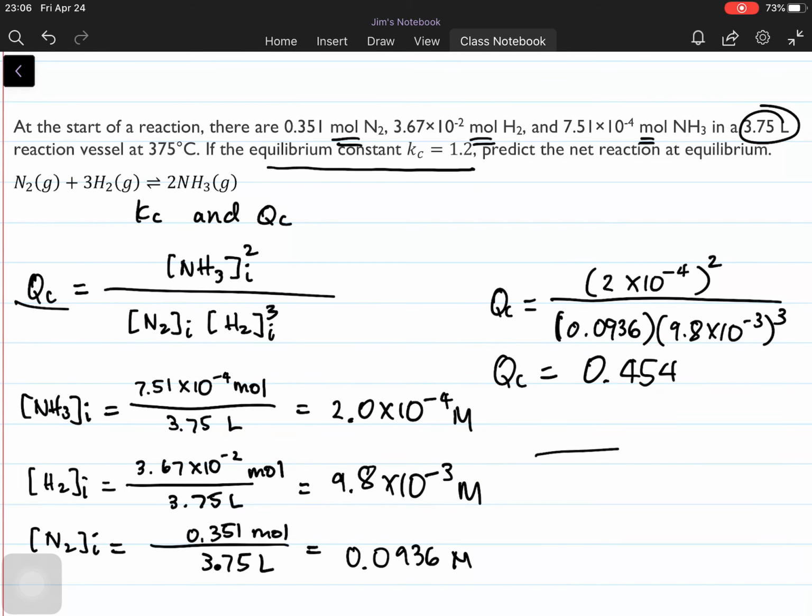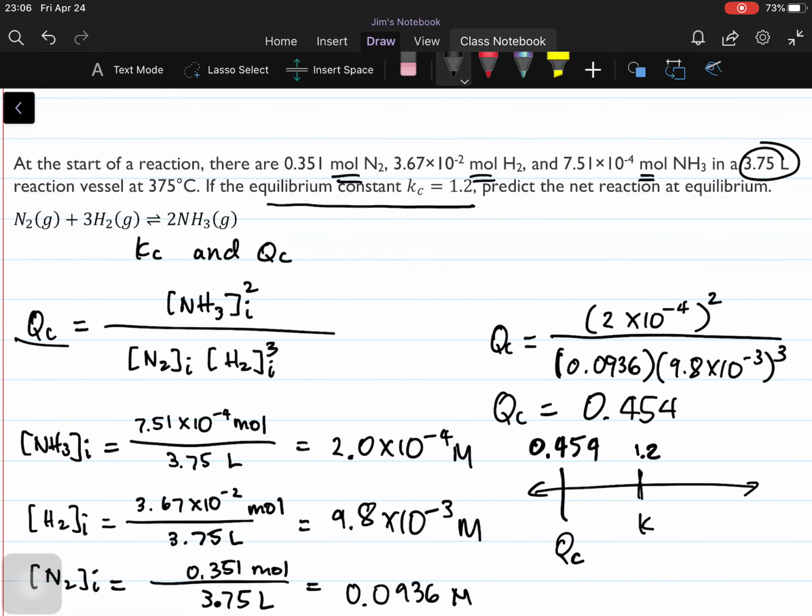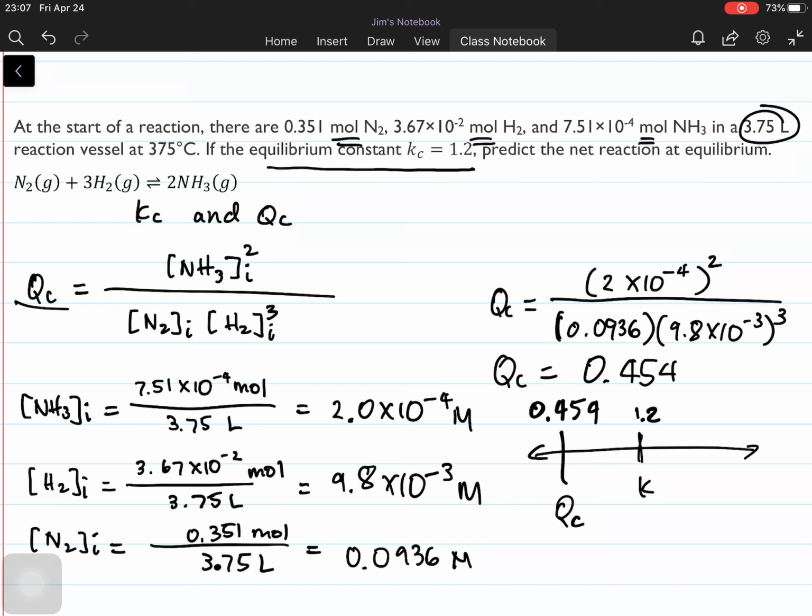After solving for Q, we're going to compare it with the KC. So we're going to write a number line. In the middle, we will write K, which is equal to 1.2. And since QC is here, as you can see, your Q is less than the K value, so the reaction should go to the right side, or that means the reaction will proceed to form the products.